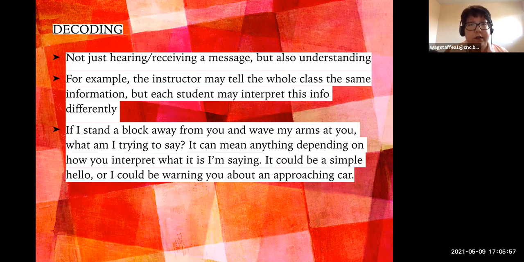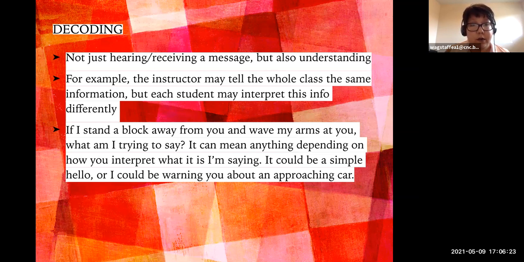means. For example, the instructor may tell the whole class the same information, but each student may interpret this info differently. So I may, for example, tell you about an assignment that you have to do, and you may think one thing about the assignment, while another student may interpret the same information differently.